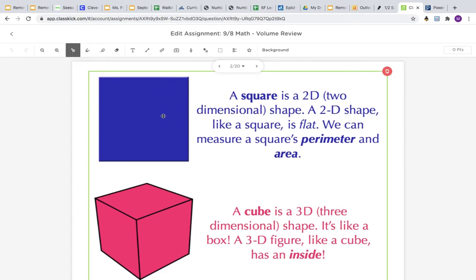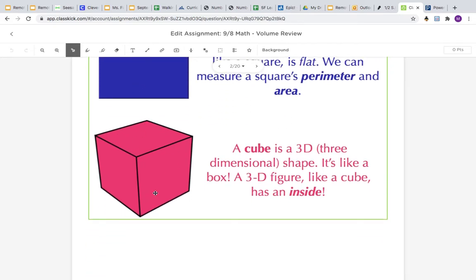The blue shape is a square, and this is an example of a 2D or two-dimensional shape. A 2D shape, like a square, is flat. We can measure the square's perimeter, which is the measurement of the outside, or its area, which is the measure of the inside. Now this cube, the pink shape, is 3D, so this is three-dimensional. So it is like a box. So not only can we figure out the measurements of the outside and the area of the base, but we can also see how much can fit inside of the cube.